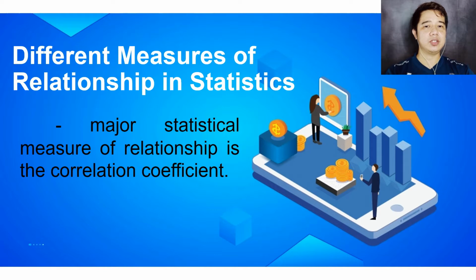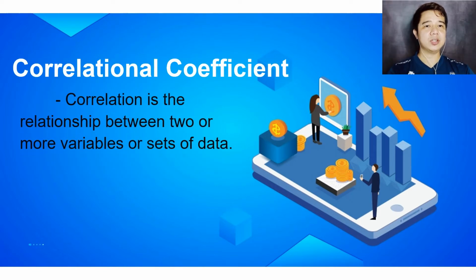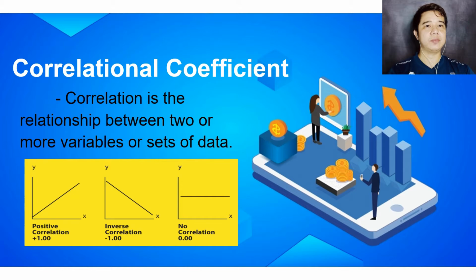So what is correlation coefficient? Correlation coefficient is the relationship between two or more variables or sets of data. It is expressed in the form of a coefficient with positive 1 indicating a perfect positive correlation, or negative 1 indicating a perfect inverse correlation, or 0 indicating a complete lack of relationship.